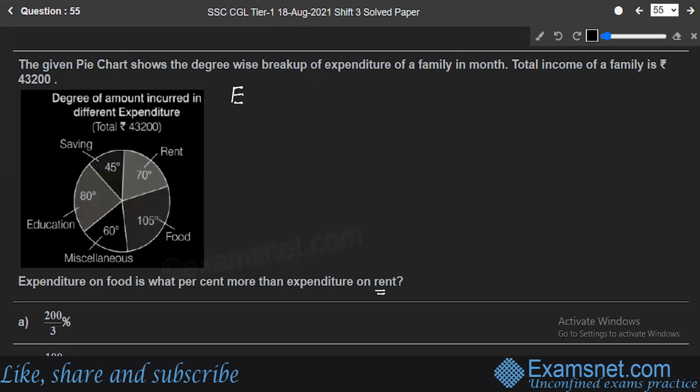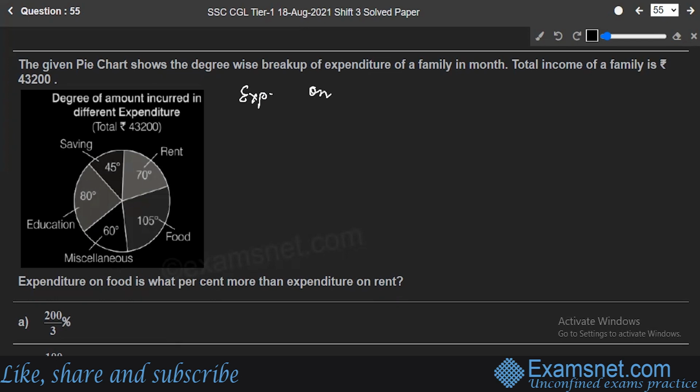You can do the sum: find out the amount spent on food, then find out the amount spent on rent, and then subtract them. Or, because in the exam you don't have that much time and need to hurry up, we'll follow a short trick. First of all, this is just for your understanding. Of course, you don't need to write so much detail in your exam.